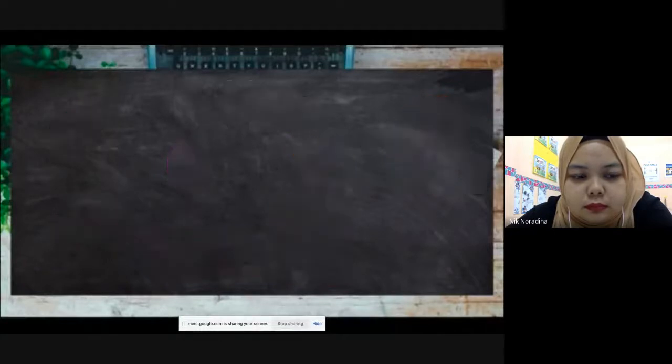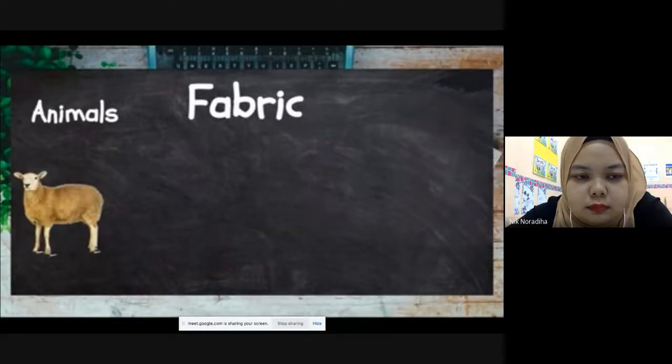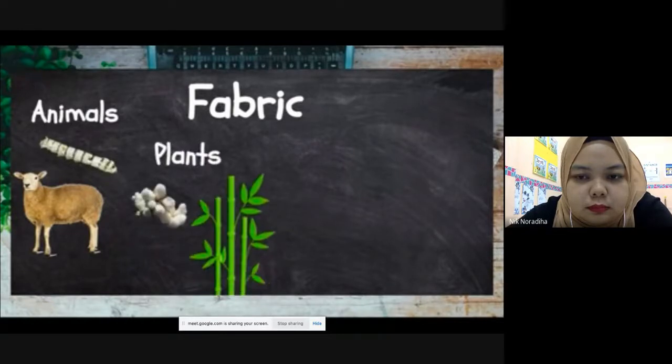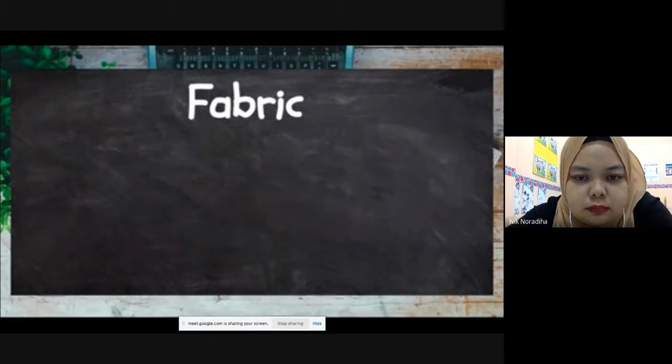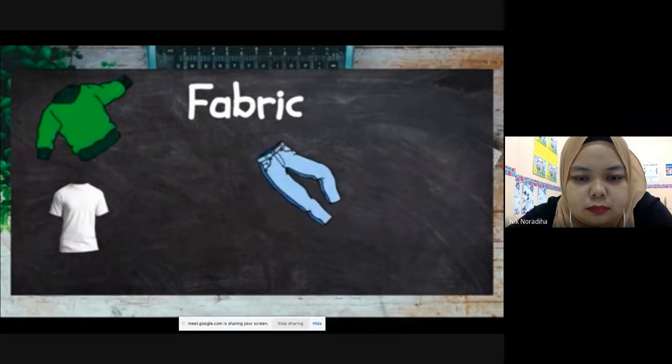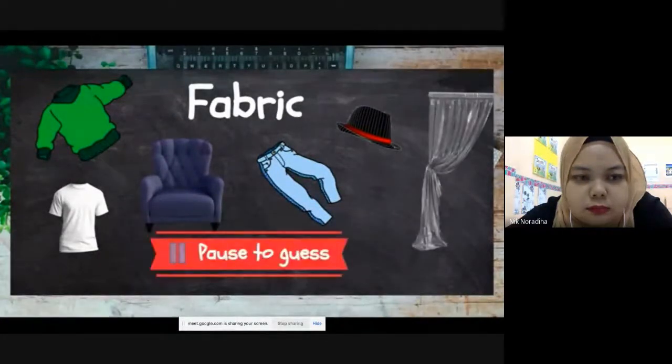Fabric is made from a range of different things. The four main sources are animals, such as wool from sheep and silk from worms, plants, such as cotton and bamboo, minerals, like asbestos and glass fiber, and synthetic fabric, such as nylon and polyester. Fabric is breathable and absorbent, so it's perfect for clothing, like shirts, trousers, and hats. Furniture can also be made from fabric, like sofas, armchairs, and curtains. Can you think of anything else made from fabric?